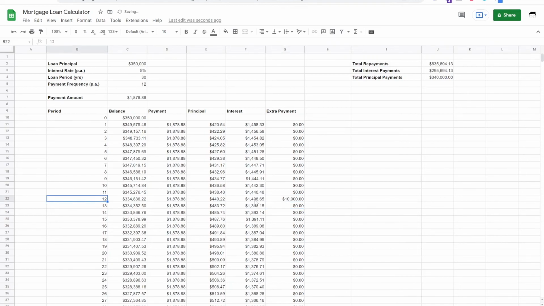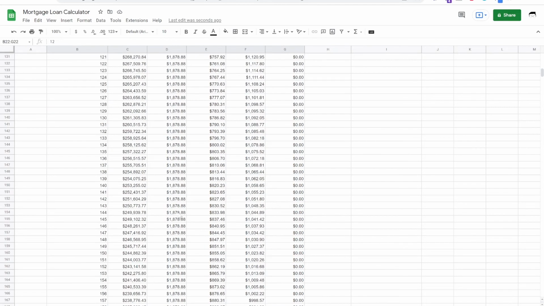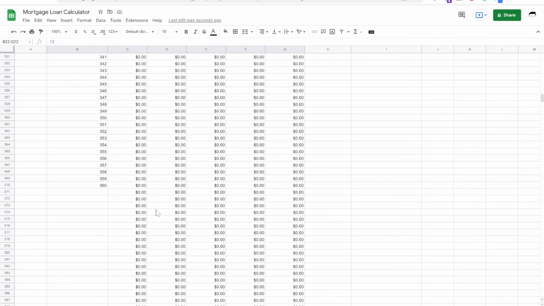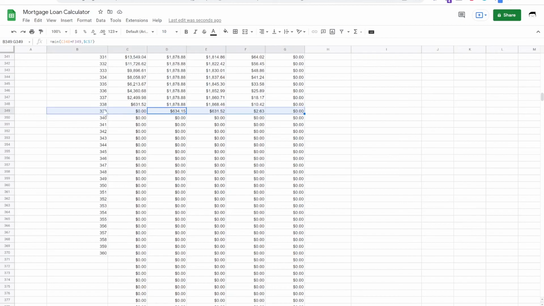So if in the 12th month, we make a $10,000 payment, let's have a look at what happened to the loan. Now what we can see here is that we have 360 periods because it's a 30-year loan. However, down here we have all zeros, and that's the effect of using the minimum formula right here. So what have we saved? We can see that our final installment is happening right here at month 339. So what we've essentially done is shortened the loan by 21 months.